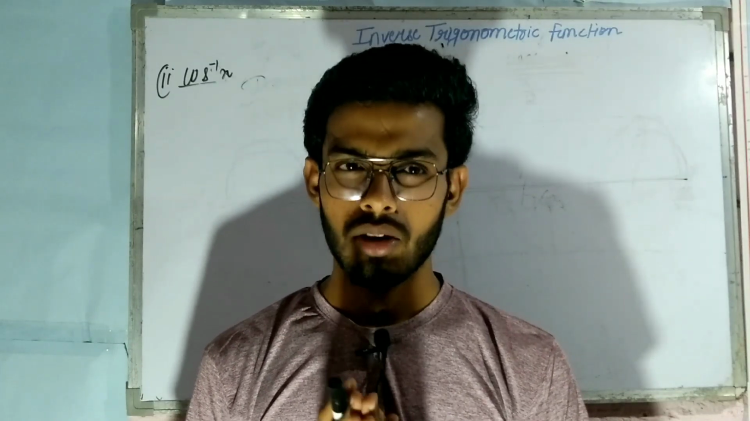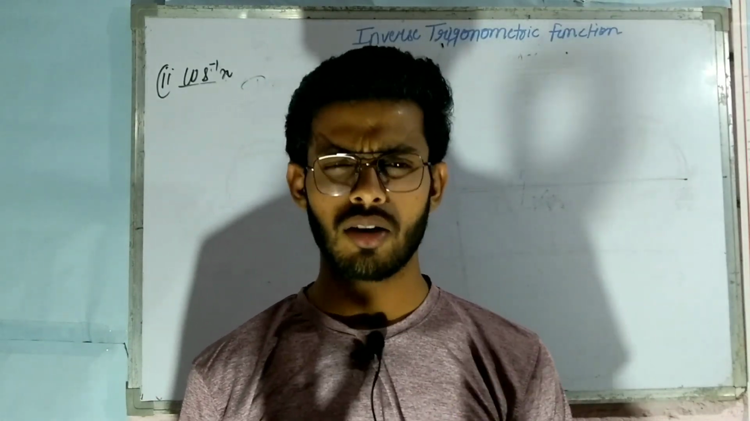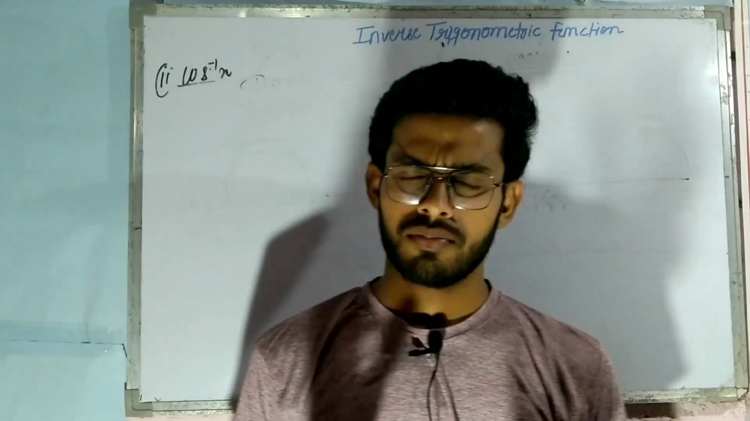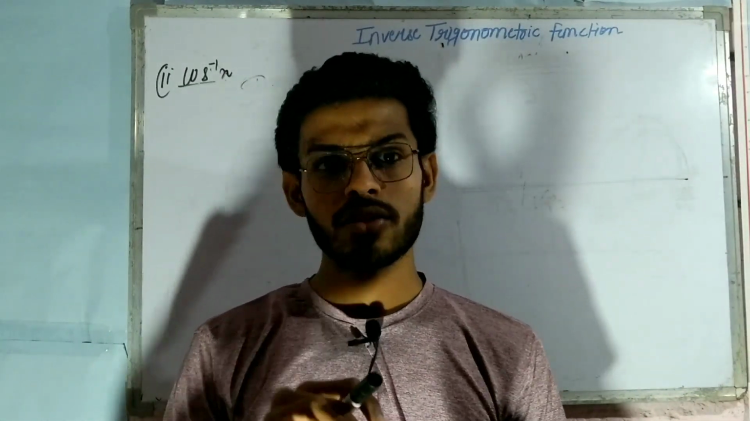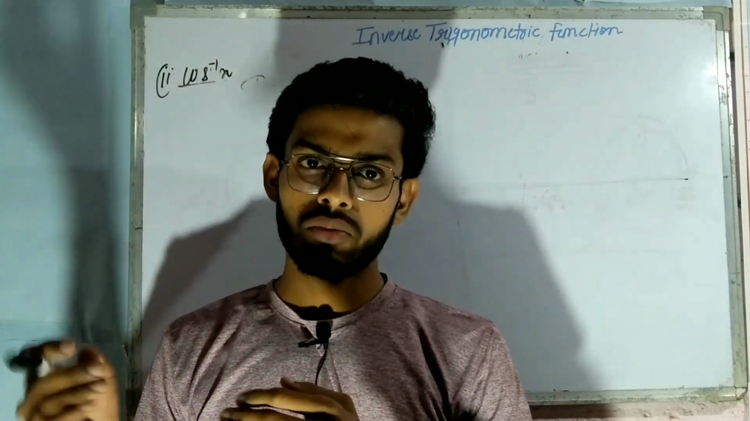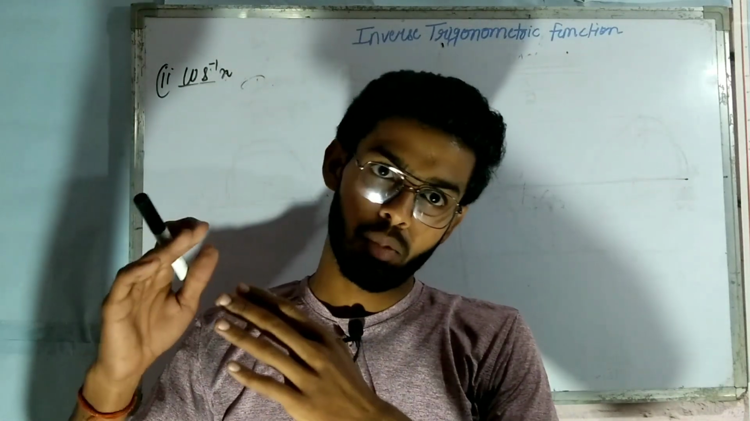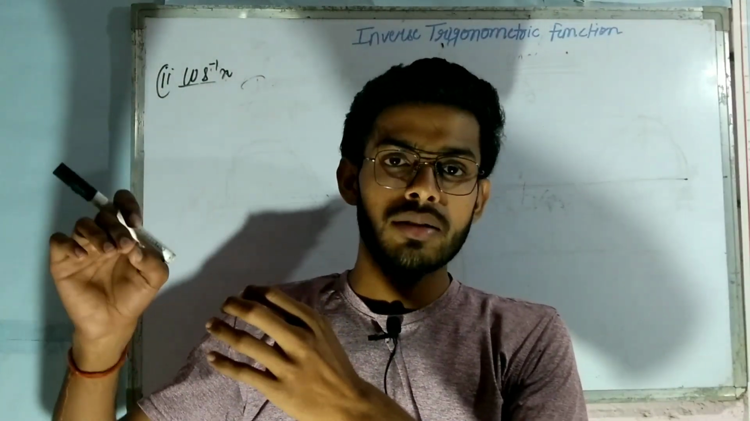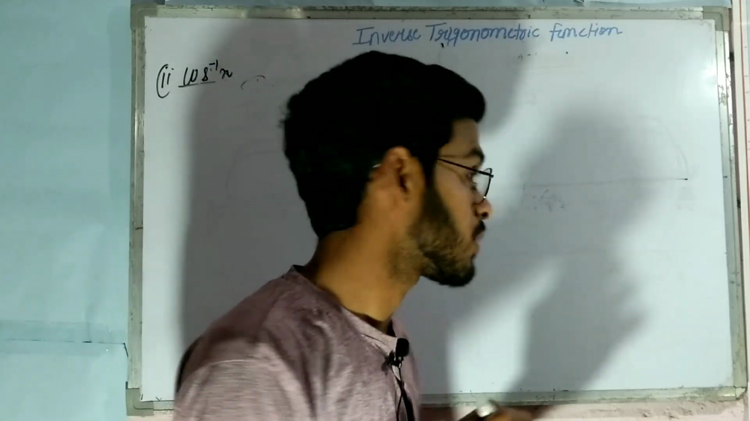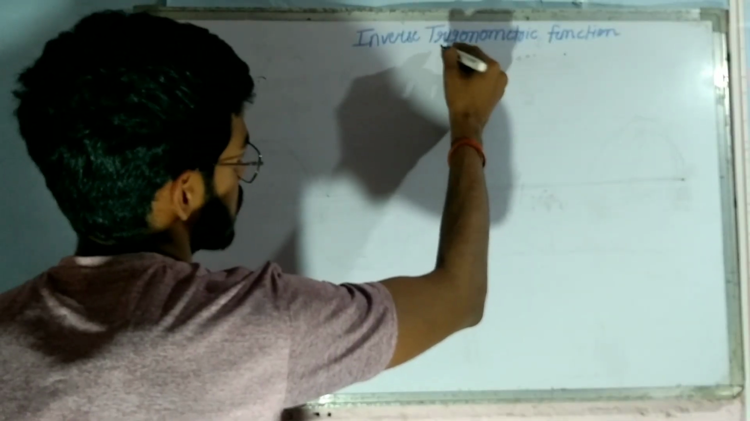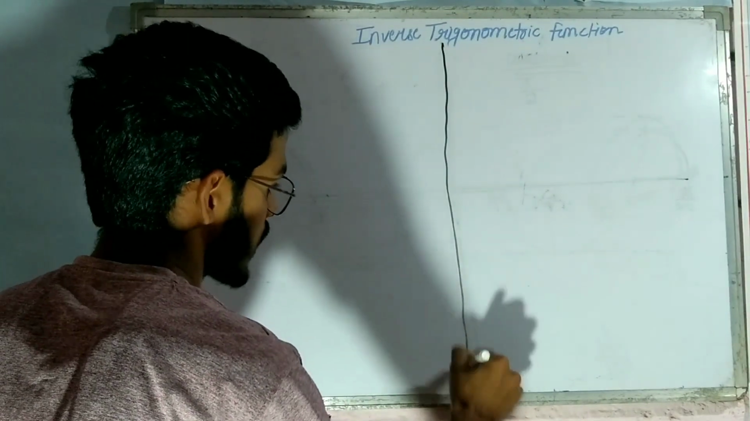Now we start the graph of cos inverse x. The graph of cos inverse x is just the opposite of cos x. It means the points which we considered on the x-axis will be the same on the y-axis, and the points which we considered on the y-axis will be the same on the x-axis. So now we start the graph of cos inverse x. First we draw the axes, which are x and y.